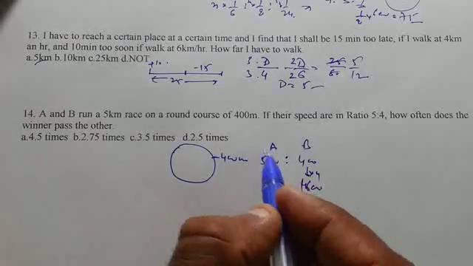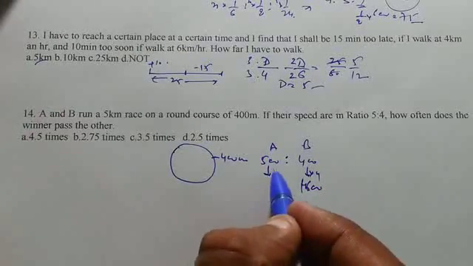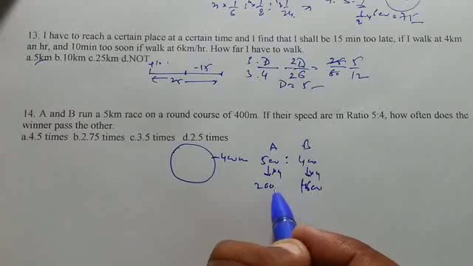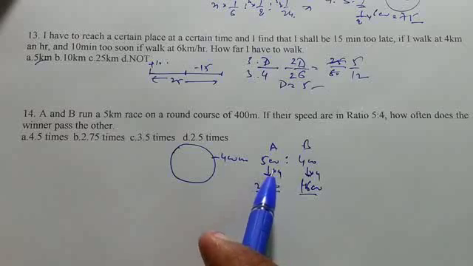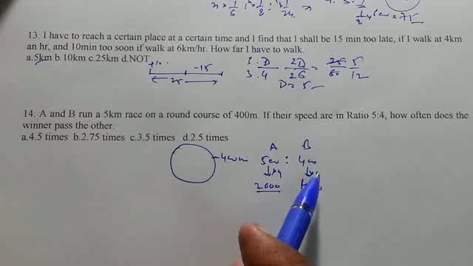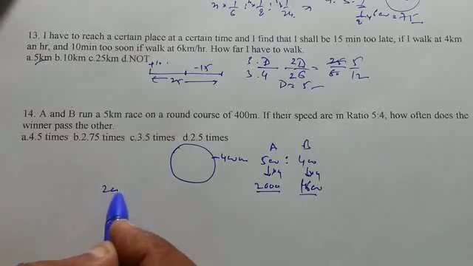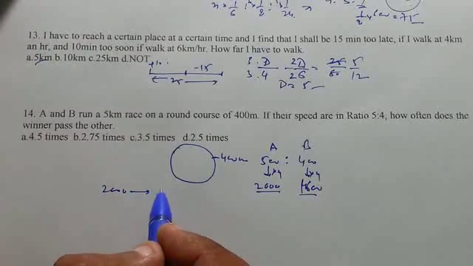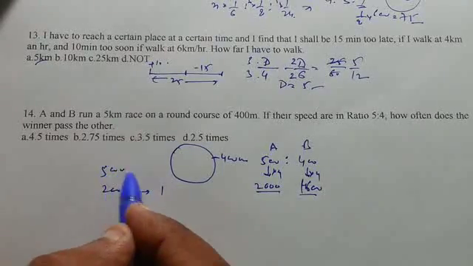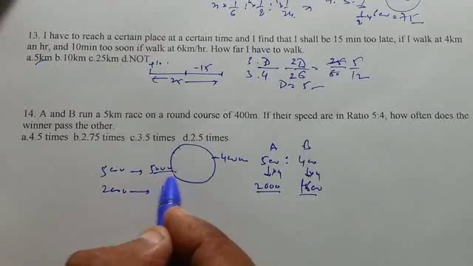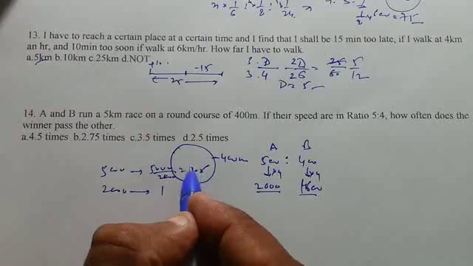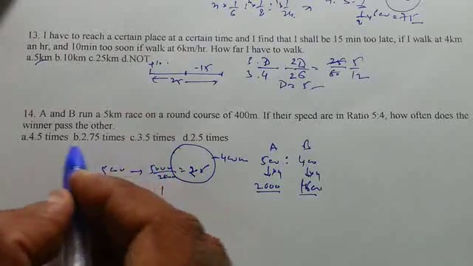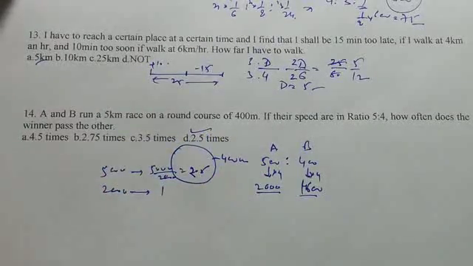what will A do? A will go for 2000 meters. So that means he will be passing B once. Okay, he will be passing B once. So in 2000 meters, he'll pass B once. In 5000 meters, how many times will he pass B? 2.5 times. 5000 upon 2000 is equal to 2.5. So the answer is 2.5.